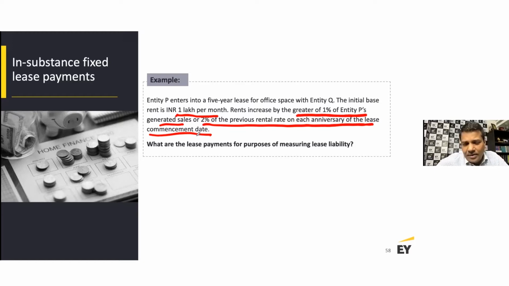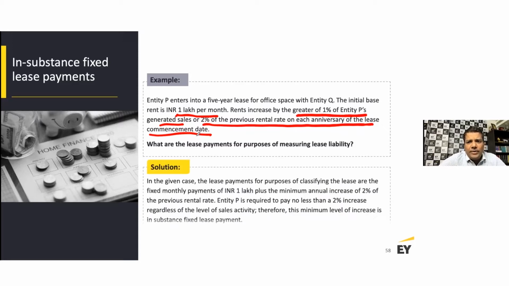So in a way here, I don't know how much increase will happen, right? So the increase in a way is not determinable with a degree of accuracy. So it could be 1% of my sales, or 2% of the previous rental, whichever is higher of the two, right? Otherwise, how much I'm paying is 1 lakh rupees per month. So in a way, for a 5-year period, I'm going to pay how much? Close to 60 lakhs, right? So let's look at the solution here, right?